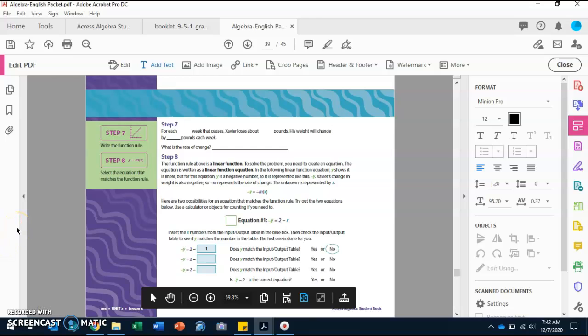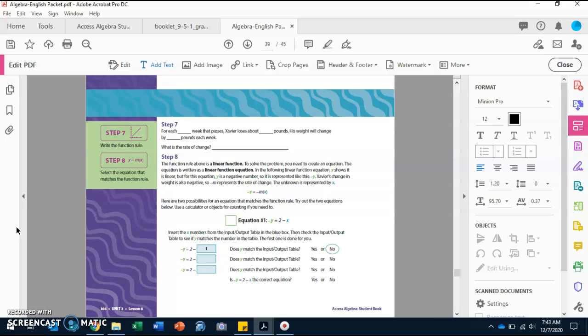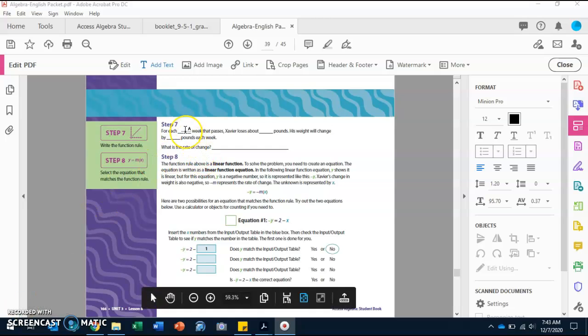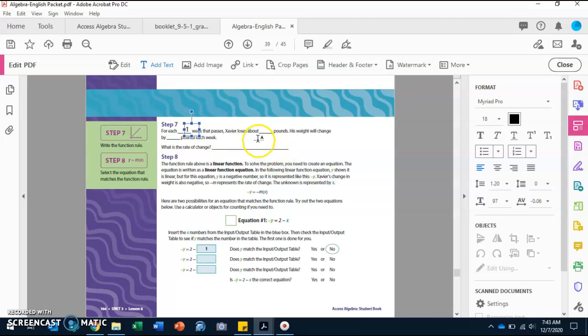The next step, number 7, it says for each week that passes, Xavier loses about blank pounds. His weight will change by blank pounds each week. So here, boys and girls, it's the same thing that we read on the top and that we were doing. So we know that for every week that passes, Xavier will lose how many pounds, guys?